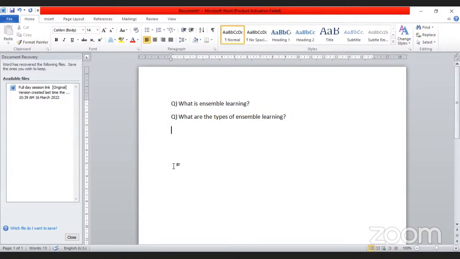And these ensemble learning techniques are used to overcome the issue of overfitting and underfitting. That means to improve the accuracy of our model, right? These are two techniques we are having.